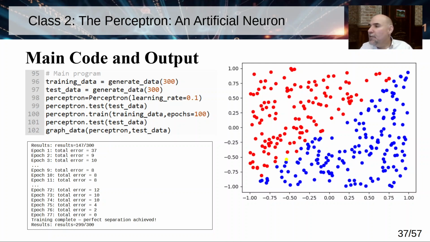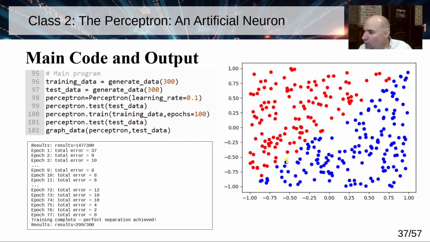In other words, if I were to give this a point on this chart somewhere, like up here, it would definitely say red. If I get one down here, it would say red. If I get one down here, in the bottom right or this corner, it would say blue. And even ones that are really close to the dividing line, it's getting right. In fact, the only one that it missed was this yellow one right there.